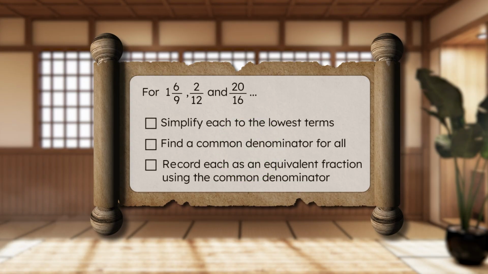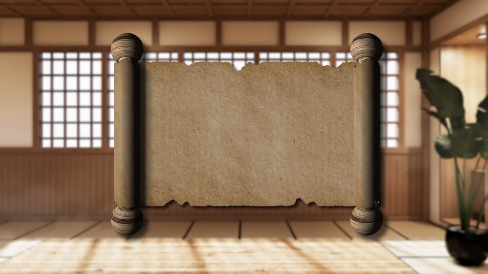For 1 6/9, 2 12ths, and 20 16ths, simplify each to the lowest terms, find a common denominator for all, record each as an equivalent fraction using the common denominator. Study well. The path to mastery begins now.